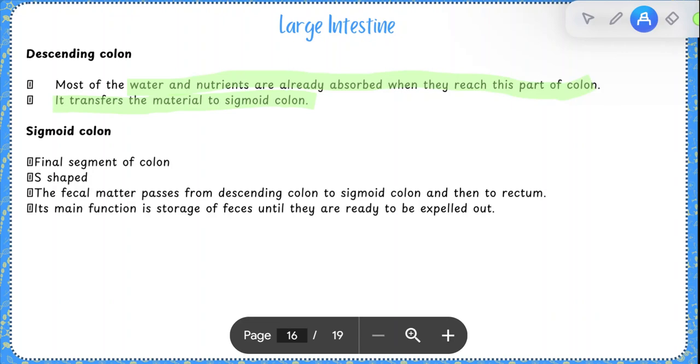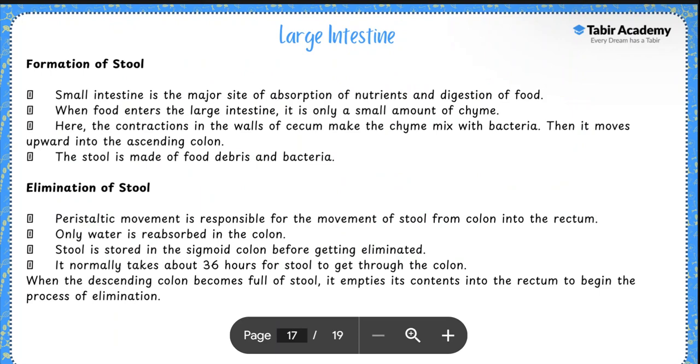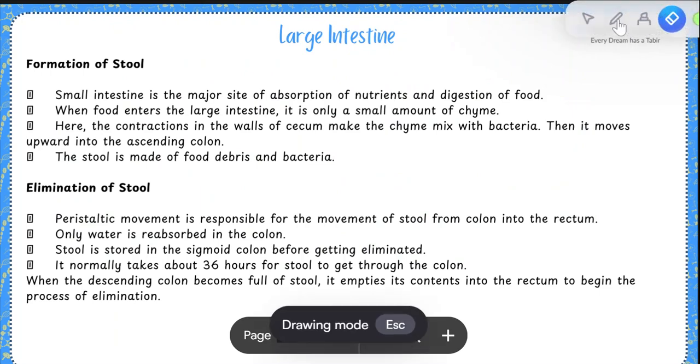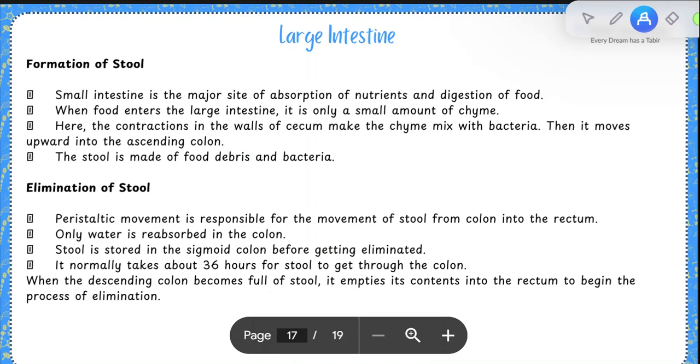ठीक है? अब sigmoid colon के पास जब खाना आ गया तो it is an S-shaped region where the fecal matter passes from the descending colon to sigmoid colon and then to the rectum. Its main function is to store the feces until it is ready to be expelled out. Then finally, we are going to talk about the formation of stool.